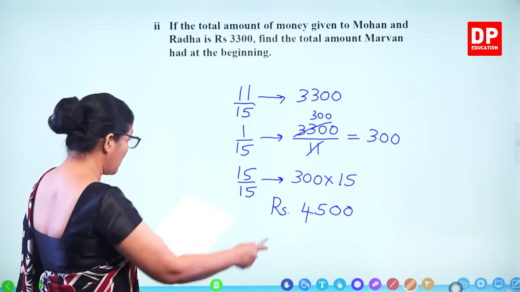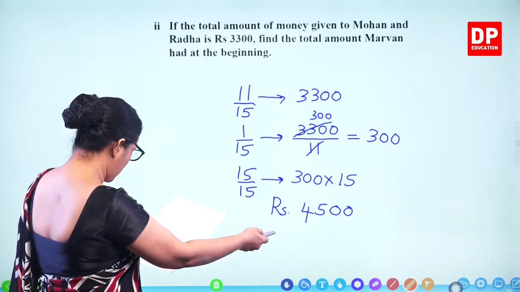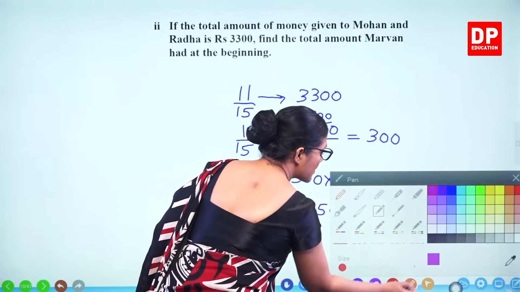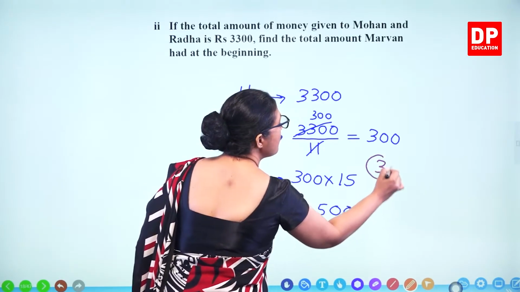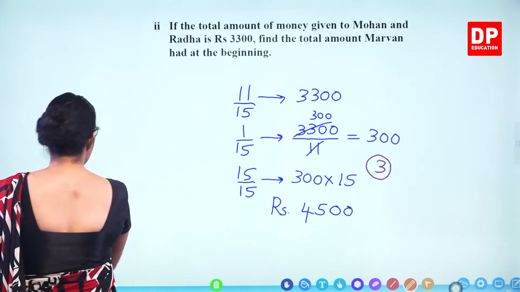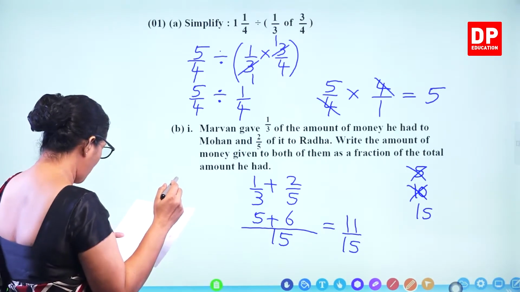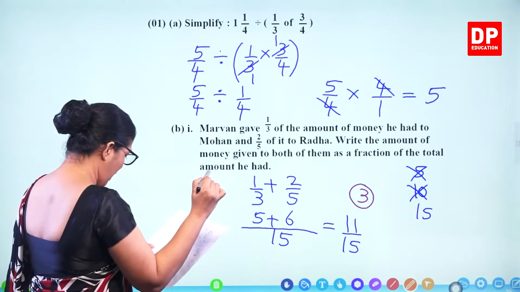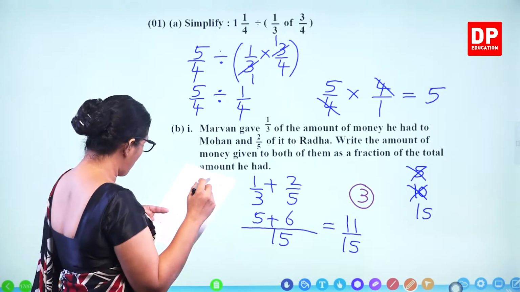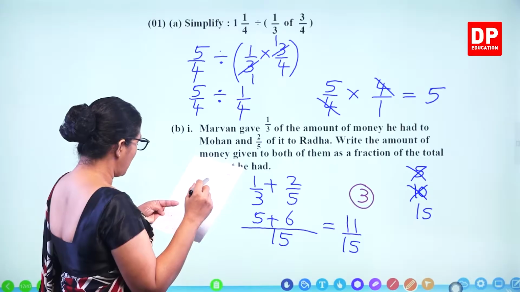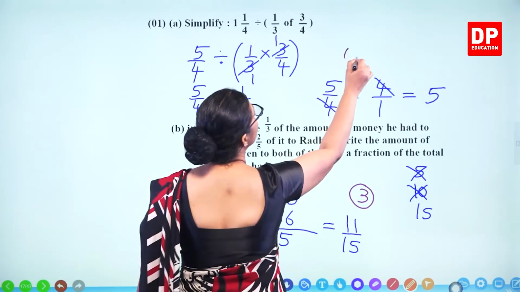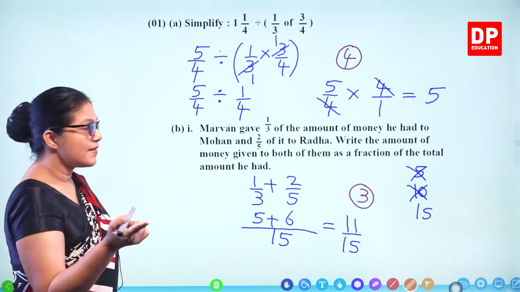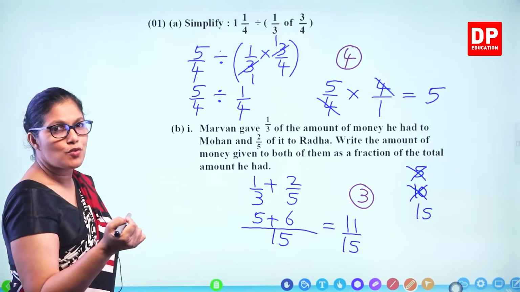So, we'll start from the last part. That's 4,500. You get 3 marks. 3 marks for this step. And the previous part, 11 over 15 also 3 marks. And so this one, you get 4 marks for that. So 4, 3, 7 and 3, 10 marks for the first question.